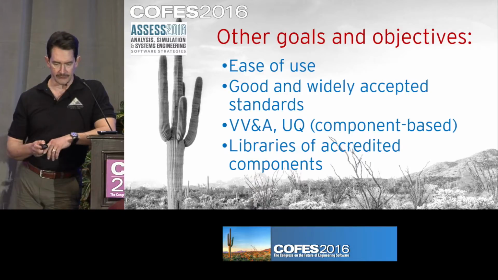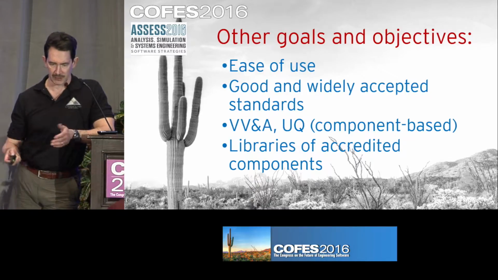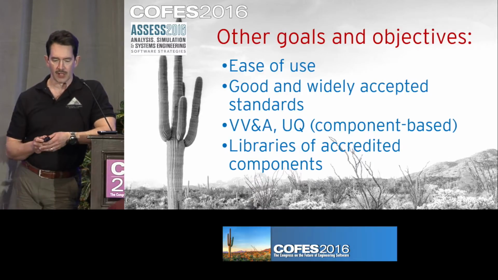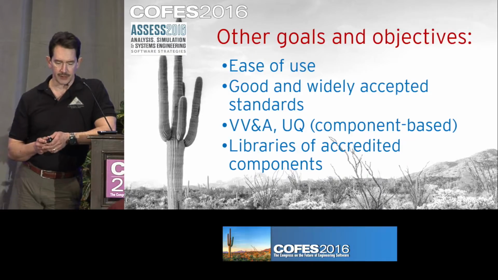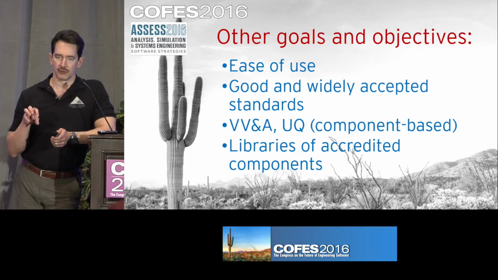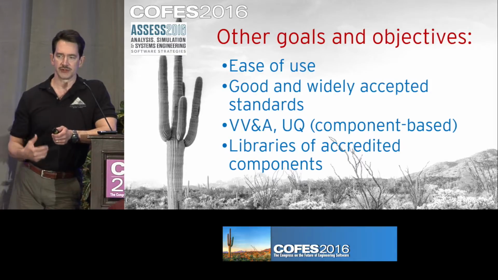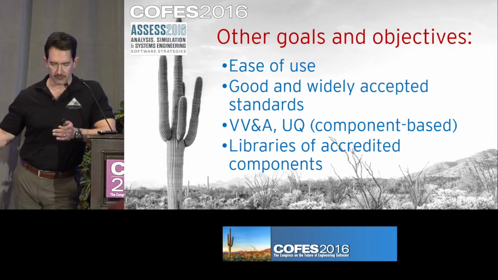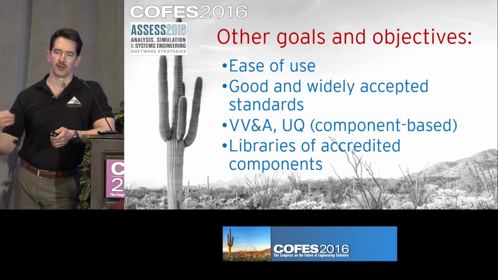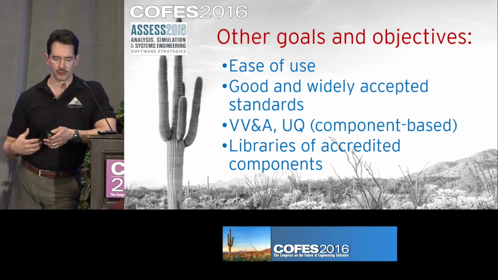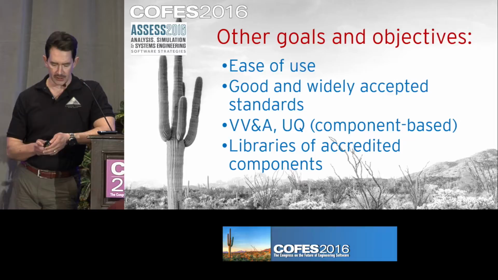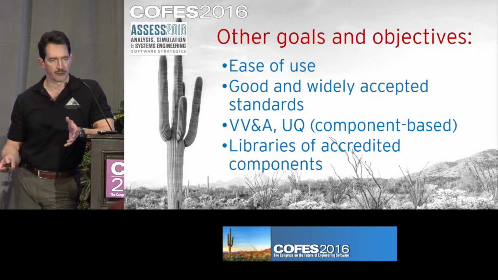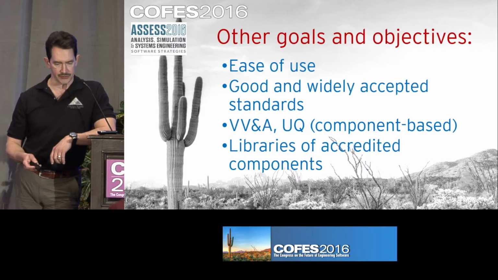VV&A and uncertainty quantification, people have already talked about. To make this stuff useful, it has to be there. And libraries of accredited components. You're already starting to see this in the Modelica community right now, where, because you have good standards, people are encouraged to invest their time and energy in building up component libraries, which are then available for others to use. They don't have to start from scratch, so you can just grab these things.